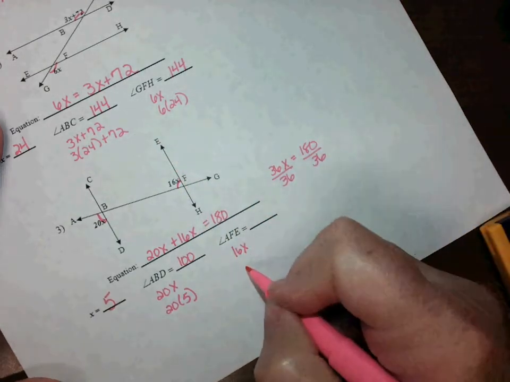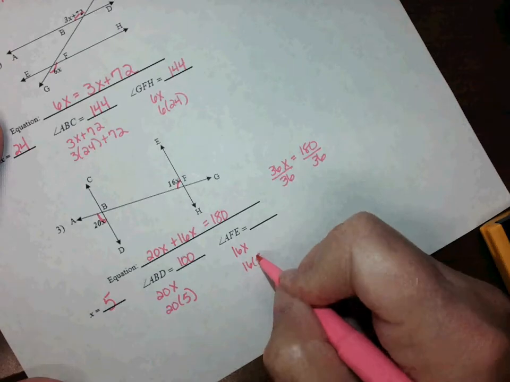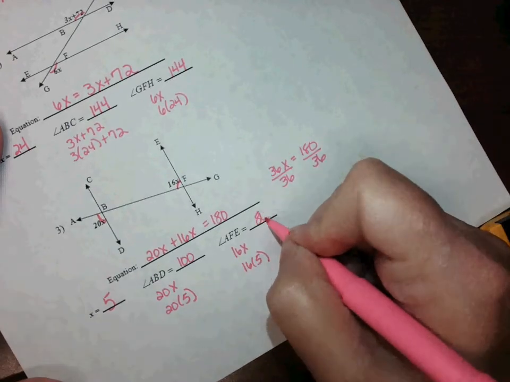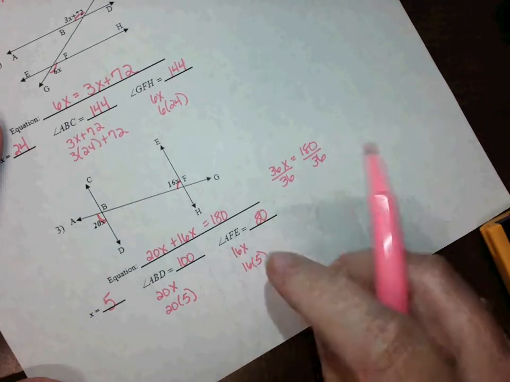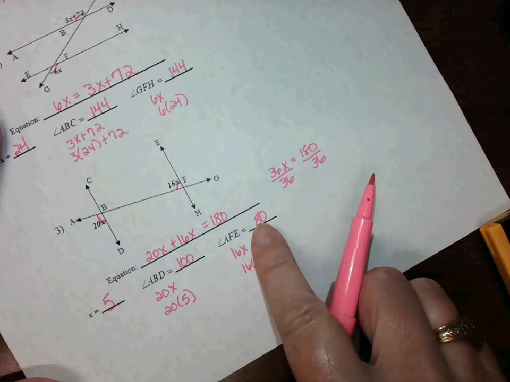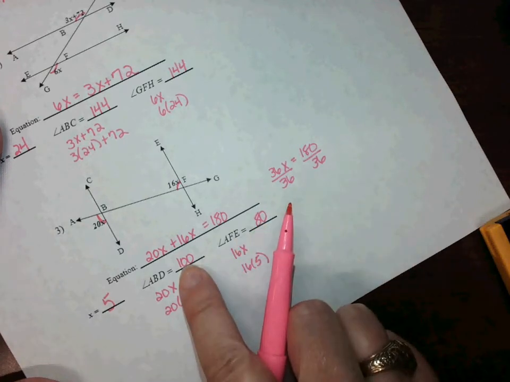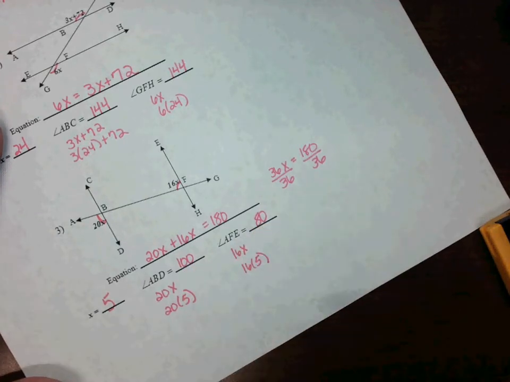You can do this one of two ways. You can do 16 times 5 is 80 degrees. Or you could have said, I know that these two have to add up to 180 degrees, so if this is 100 degrees, this one has to be 80 degrees.